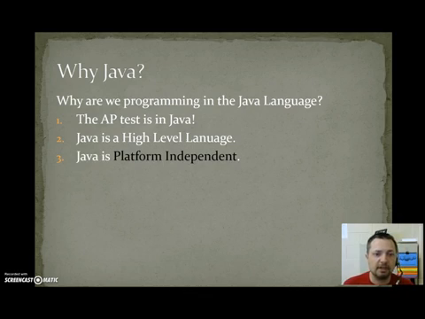Java is platform independent. You can write a program in Java and then run it. That code can be used to run on multiple devices. A Java program might run on a Windows box, and then that same code can be used to run on a Mac. That same code can be used to run on your phone.